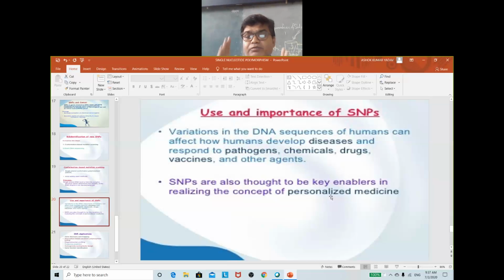Next, to find out the susceptibility of the disease due to a defect of a particular gene or the regulatory gene, a defect of a particular gene as well as a regulatory gene.